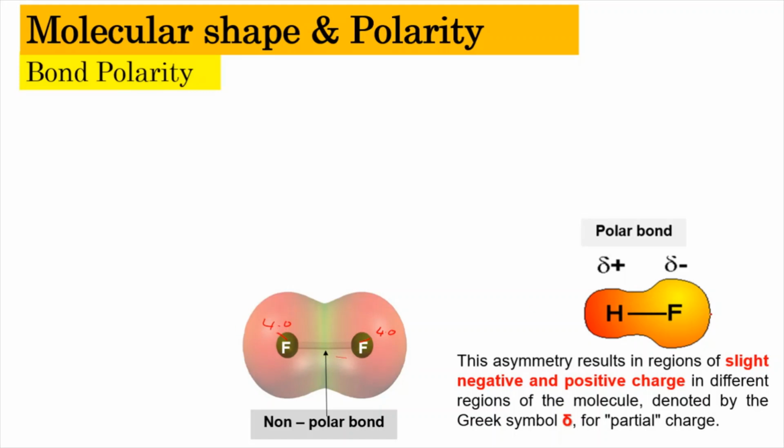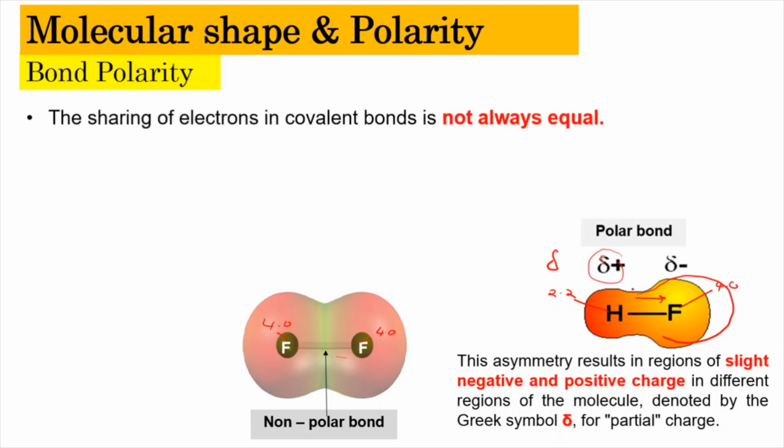Meanwhile, for the HF bond here, we have the fluorine which has a stronger electronegativity, for example 4.0. Meanwhile, the hydrogen is less electronegative, with a value of, for example, 2.2. So the fluorine, which has a higher electronegativity value, will pull the electron density more strongly towards itself. And as a result, they're going to carry a slight negative charge on the fluorine side and a slight positive charge on the hydrogen side. This symbol here refers to the delta, which means a partial positive charge or a partial negative charge.